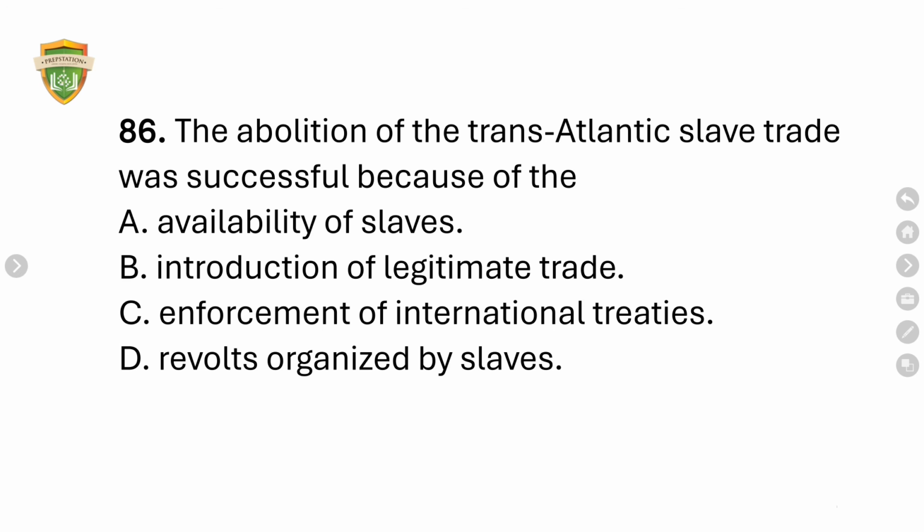The abolition of the transatlantic slave trade was successful because of Dash. What is the answer? Let's see. Enforcement of international treaties, not necessarily the introduction of legitimate trade, no. There was an anti-slavery abolition act and all that. So international treaties and fines were going on. If you do not put a stop to the slave trade, you will have to face the wrath of the law. So these are one of the reasons, the enforcement of international treaties.